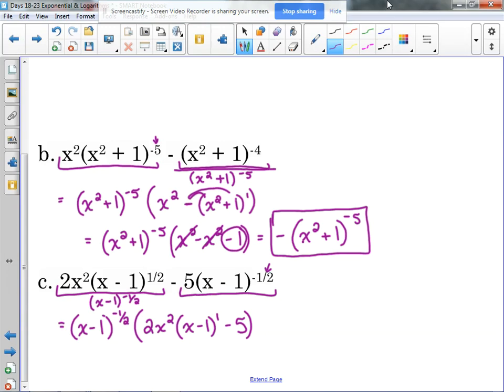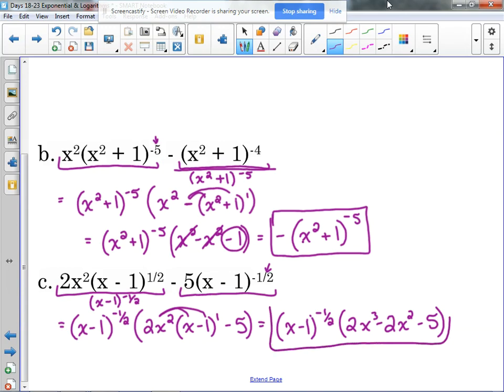So we do have some simplifying that we can do inside of our parentheses here. Distribute the 2x squared. And we get 2x cubed minus 2x squared minus 5. No like terms to combine there. We did need to multiply it out just to make sure, but there's not. So we can just leave it as is. Nothing simplified like it did in the last problem.